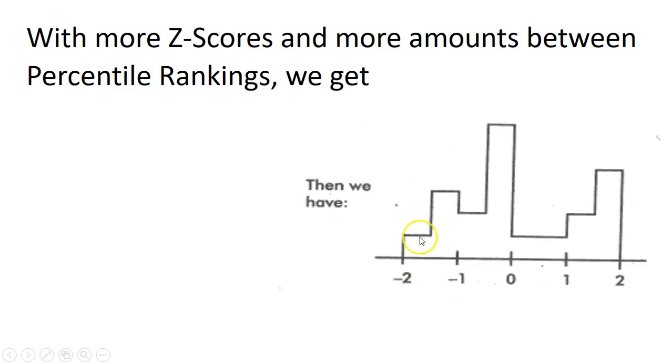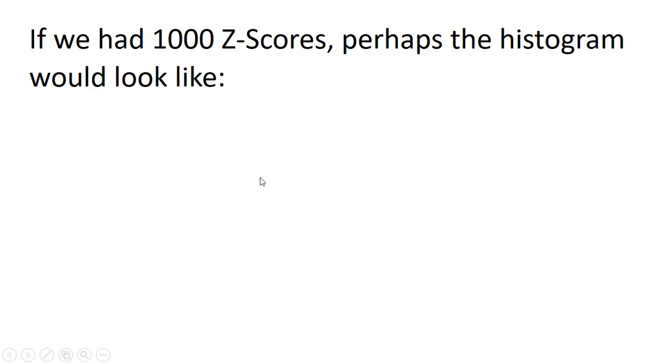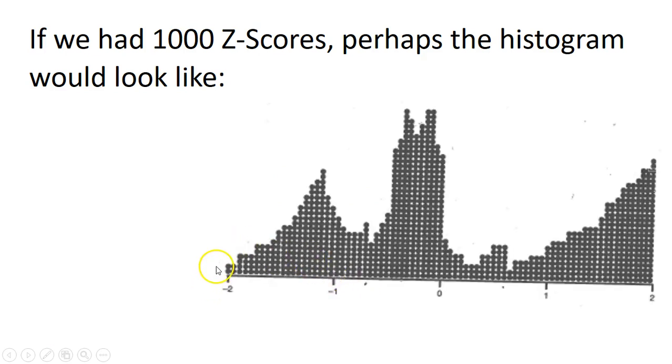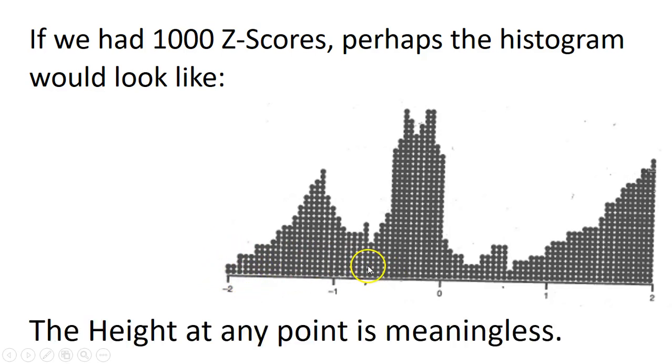So instead of there being 20 blocks, 10 blocks, there's probably like 20 little blocks there to count up to figure it all out. If we had 1,000 z-scores, perhaps the histogram could even look like that, which is where dot plots end up coming from indirectly. Trying to figure out the thousands of each spot in between there, and the height at many points. The height at any point is kind of meaningless. You get an idea of the shape, but it's not telling me as much detail.